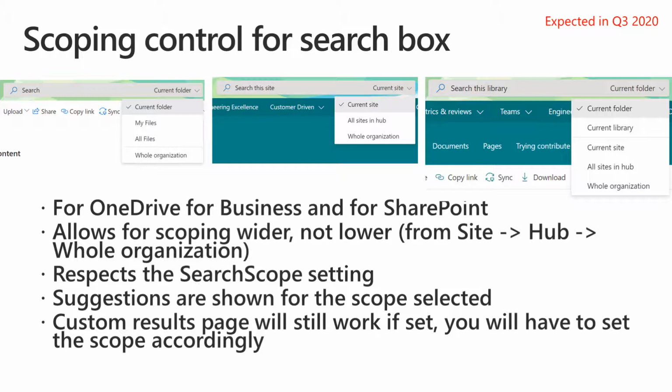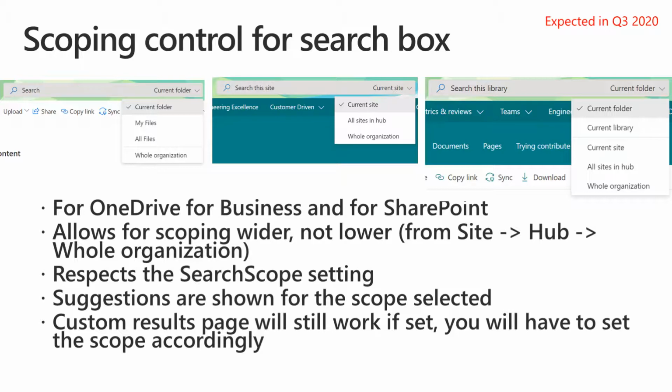The other thing we're excited about for OneDrive for Business is the shared libraries that appear in OneDrive for Business. You couldn't search in those. And with this affordance, you'll also be able to use the current folder affordance to go and search for things in those areas. And the scoping control is also coming to the search boxes in SharePoint.